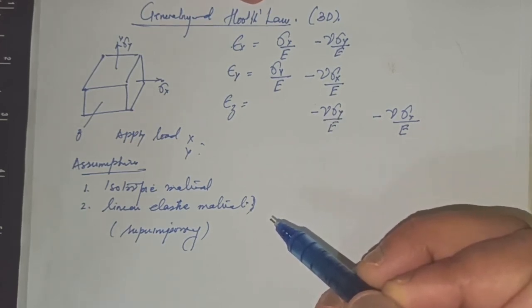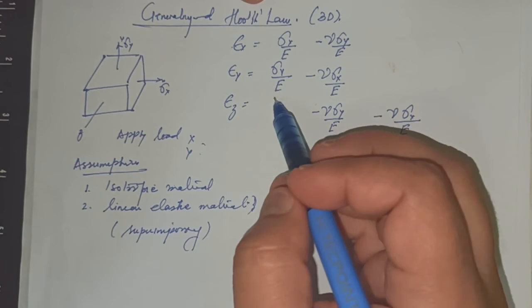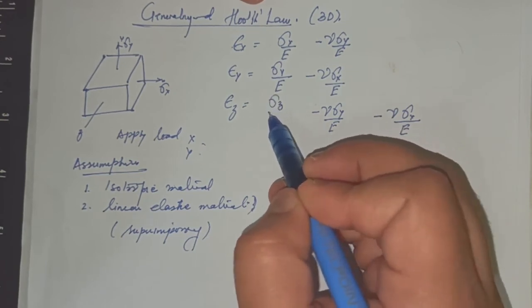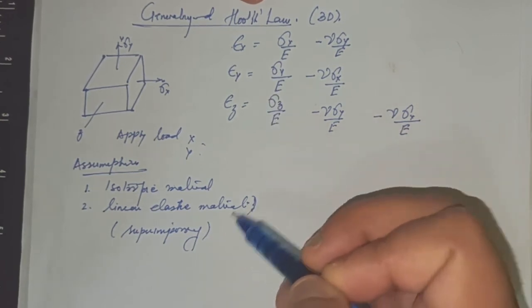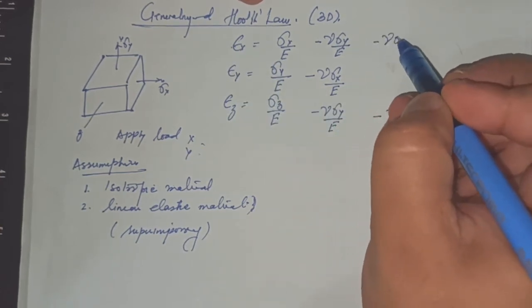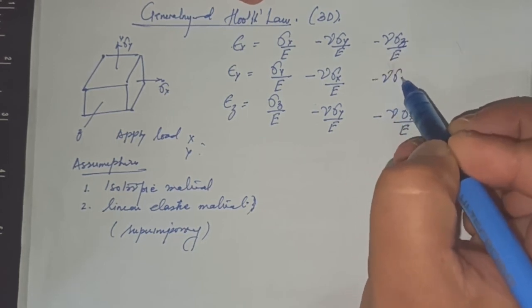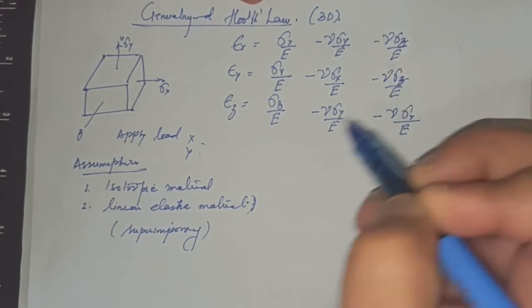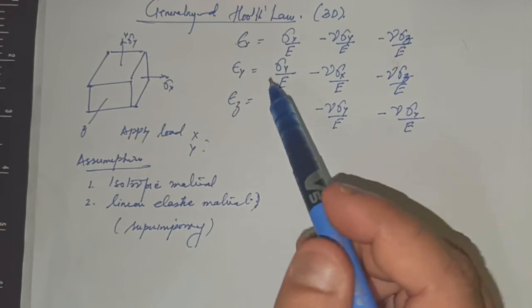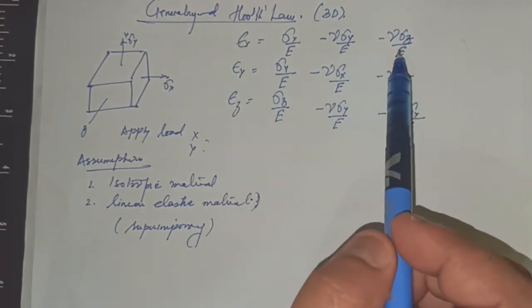Correct? Minus nu sigma y upon E. If I apply in the z direction, what will it be? Sigma z upon E. And I'll be getting the contraction along x and z: minus nu sigma z upon E, minus nu sigma z upon E. So as you can see, these become the strain equations for us.